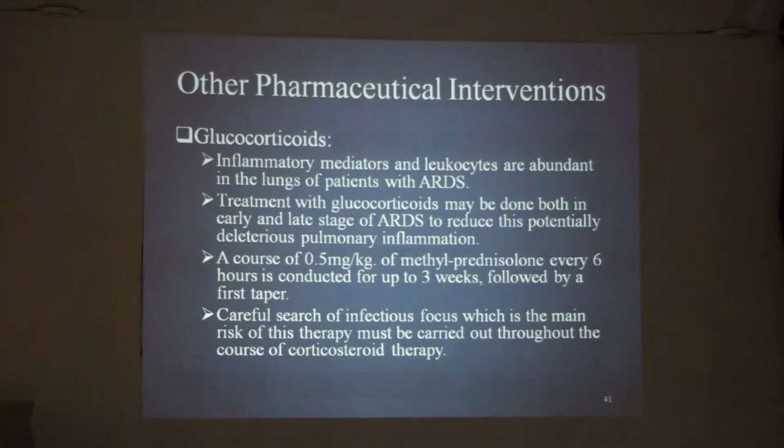Now the other pharmaceutical interventions, glucocorticoids. There is lots of controversy regarding the use of glucocorticoids. Inflammatory mediators and leukocytes are abundant in the lungs of patients with ARDS. So treatment with glucocorticoids may be done both in early and late stage of ARDS to reduce its potentially deleterious pulmonary inflammation. A course of 0.5 mg per kg of methylprednisolone every 6 hours is conducted for up to 3 weeks, followed by a fast taper. But a careful search for infection focus, which is the main risk of this therapy, must be carried out throughout the course of corticosteroid therapy.